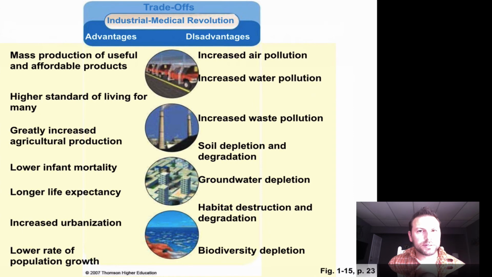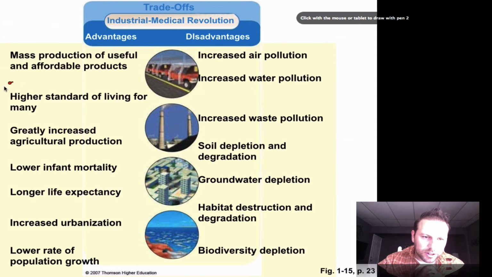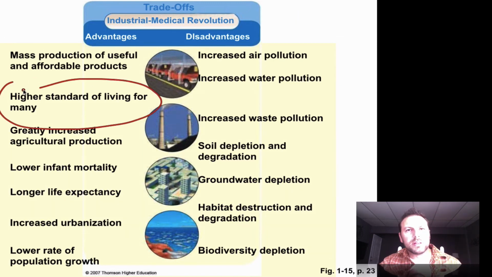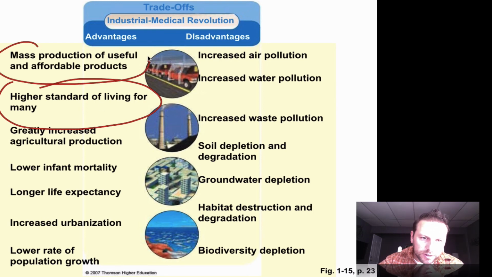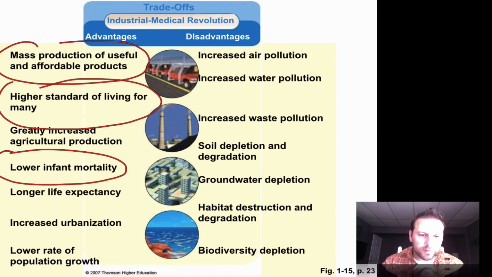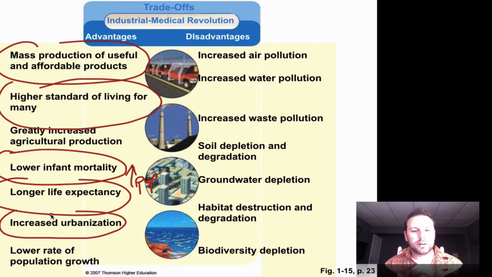There are some trade-offs to this. Within the industrial medical revolution, what we see is definitely a higher standard of living for many. We see leisure time really starting to come about, and people having more time for themselves. Mass production of useful and affordable products makes it easy for people to get certain products cheaply. Like I said earlier, lower infant mortality and longer life expectancy are all going to increase that population growth rate. Increased urbanization, people coming closer together and living in higher, denser populations. And we can see a lower rate of population growth in our developed nations.